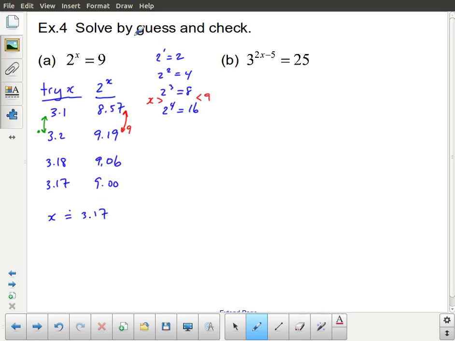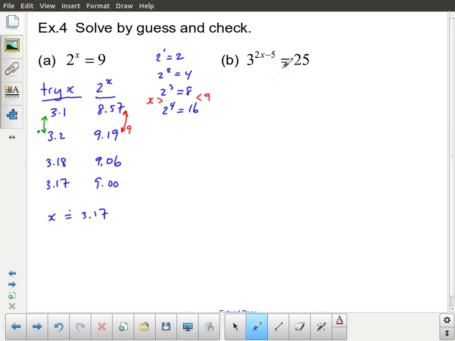Another way that I might specify this is I might say solve by guess and check, to this many decimal places. So for example, the answer that I've got right here is a good solution to at least 2 decimal places, because it looks exactly like 9 for those first 2 decimal places. So let's do the same thing here.